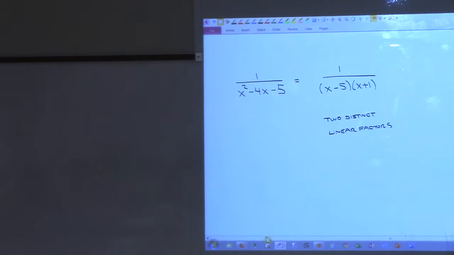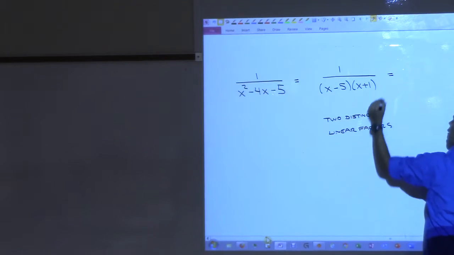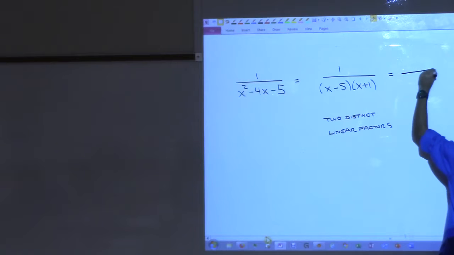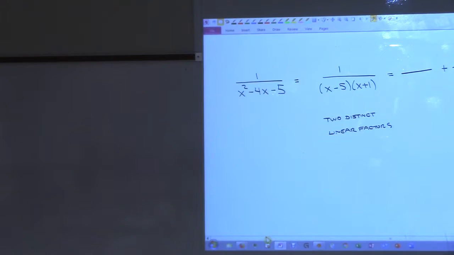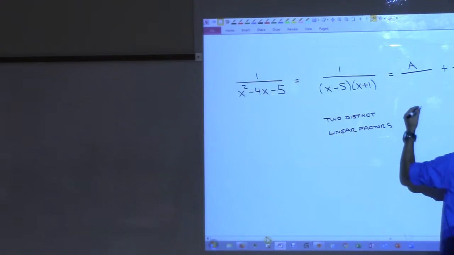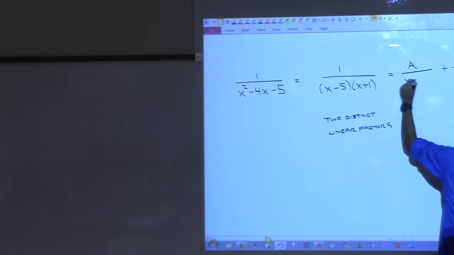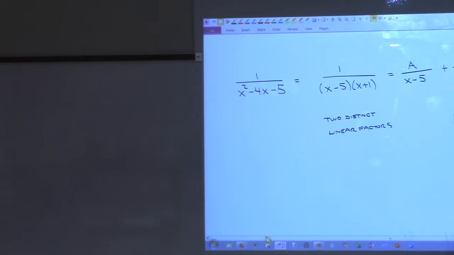So the way that partial fraction decomposition works at this point is that for each linear factor, I'm going to create a fraction. So I'm going to have two fractions. The first one is going to be some number I don't know, call it A, over x minus 5. And then the other one is going to be some number I don't know, I'm going to call it B, over x plus 1. Does that look familiar to you all? Yeah. And then what you do is you try and figure out what A and B are.